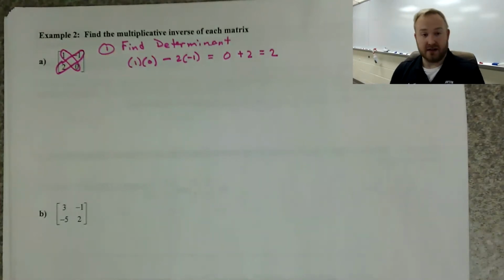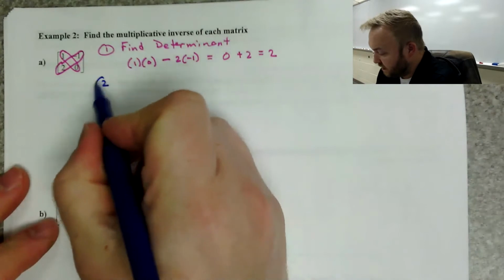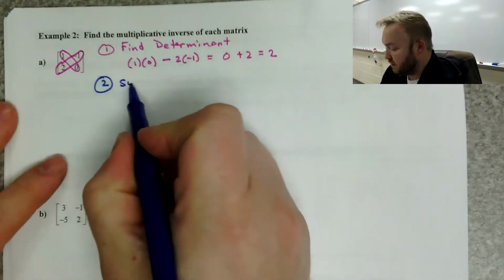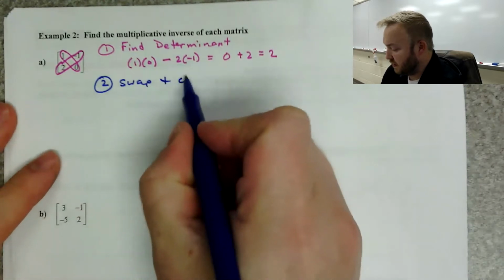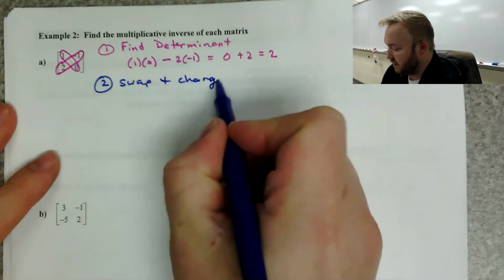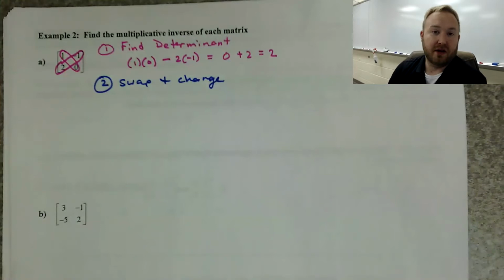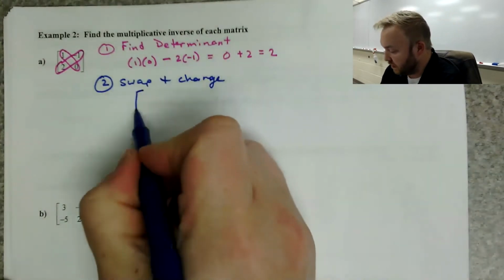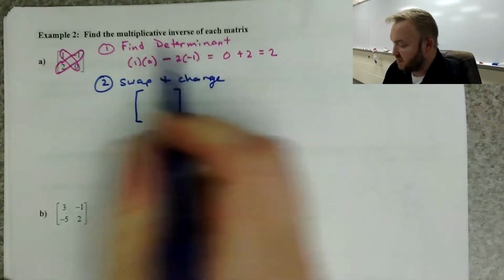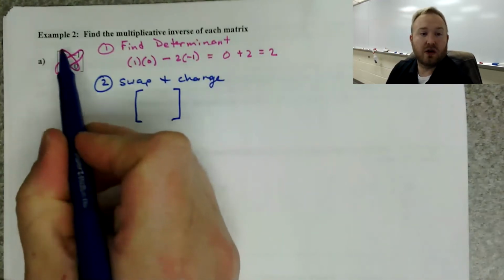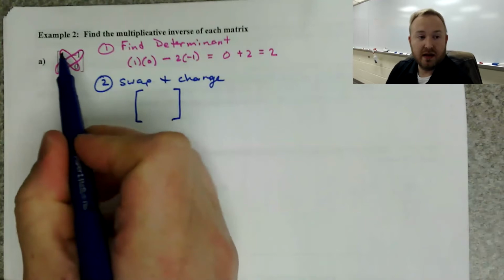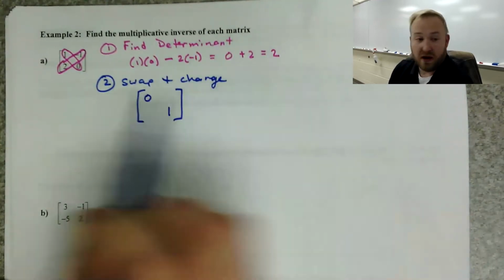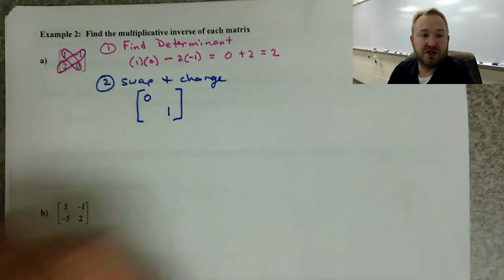The second step here is what I call the swap and change. Now I know that swap and change seem like they're really the same thing, but in this case they're not. What we're going to do is take the numbers in the first diagonal and swap them. So instead of 1, 0, that diagonal will go 0, 1. So you see how I've swapped those two numbers.